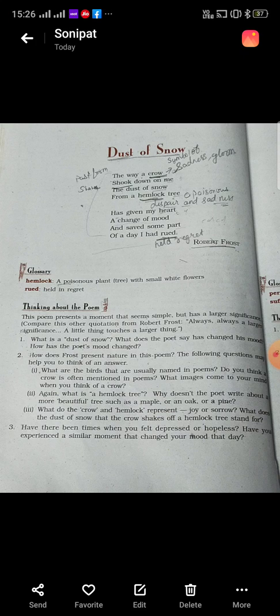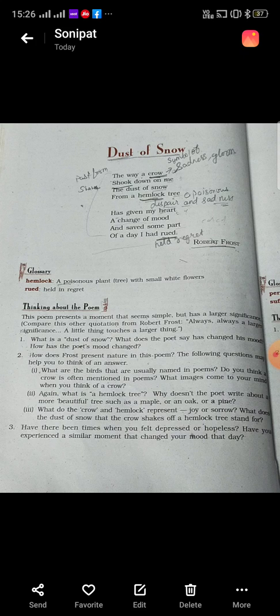The second part of the second question: what is a hemlock tree? Why doesn't the poet write about a more beautiful tree such as a maple or an oak or a pine? Well, a hemlock tree is a poisonous tree with white flowers, as the meaning is given in the glossary. Why doesn't the poet write about a more beautiful tree?